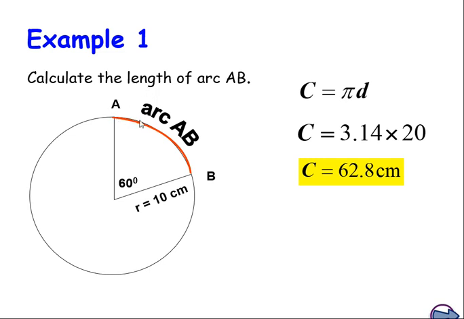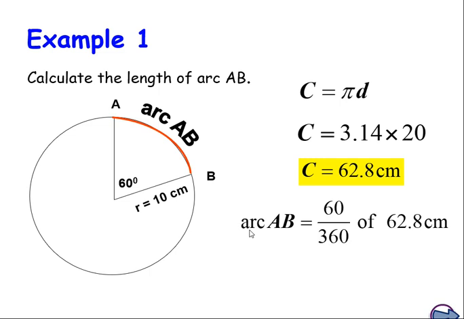Now, how do we then get this fraction of the circumference? Well, a full circle or a full turn is 360 degrees. So what fraction is this arc? It's 60 out of 360. So that is the calculation that we do. So the length of the arc is 60 out of 360 of 62.8.